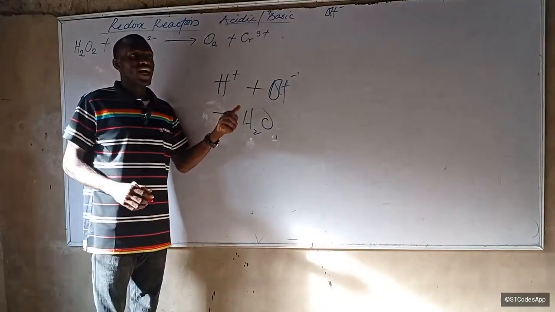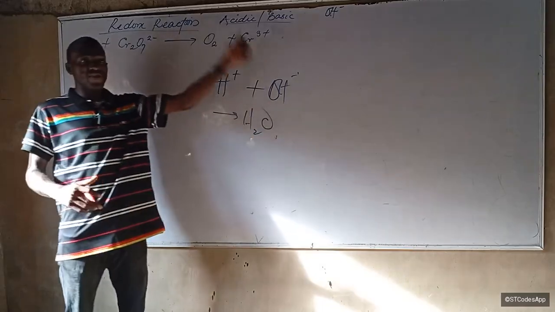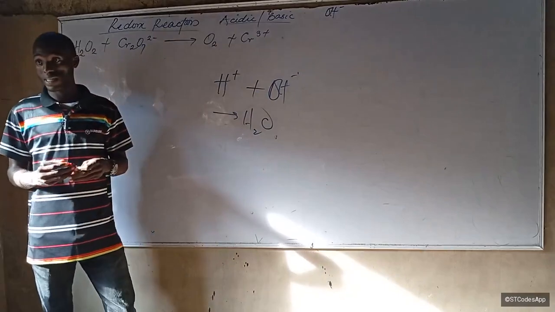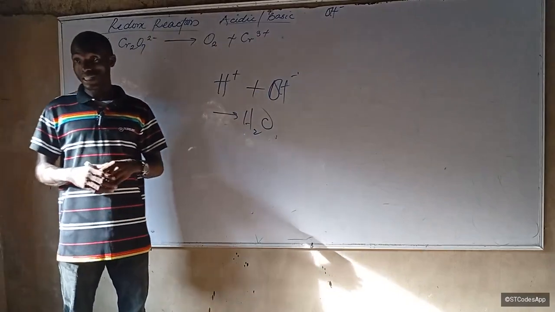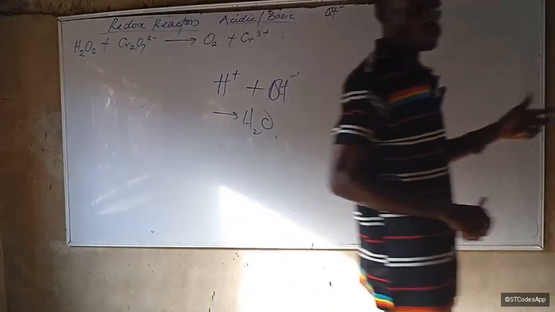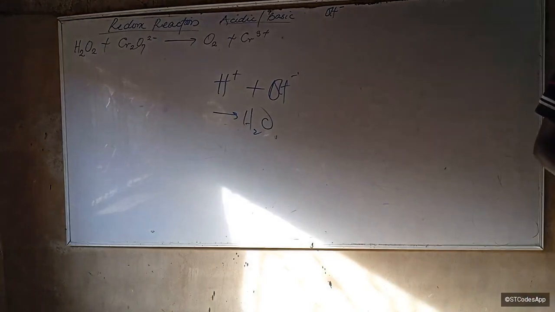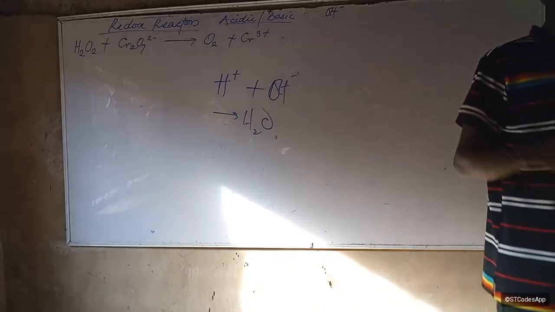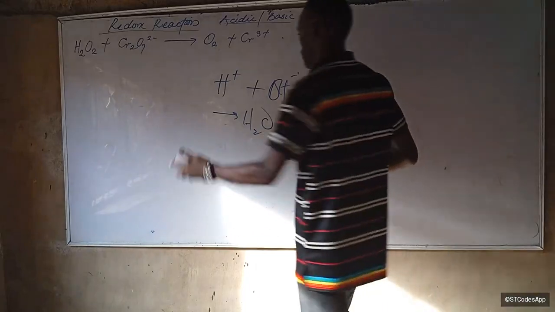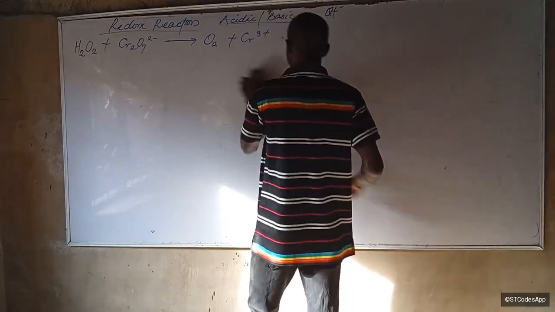Is that okay? And you will now notice that OH will still be left on one side, which means that the reaction is now basic. Does that make sense? Is it clear? We said add equal amount of OH to both sides of the equation to neutralize the hydrogen ion and form water. All right. So that's all.